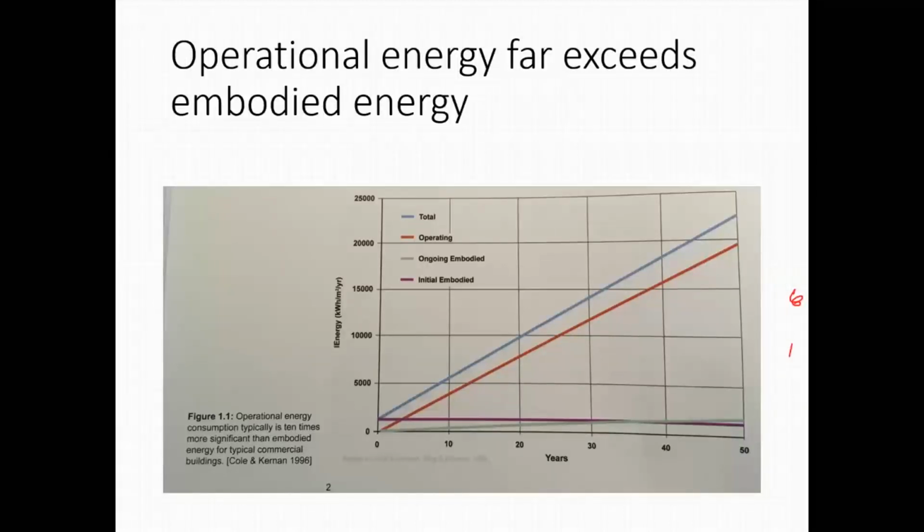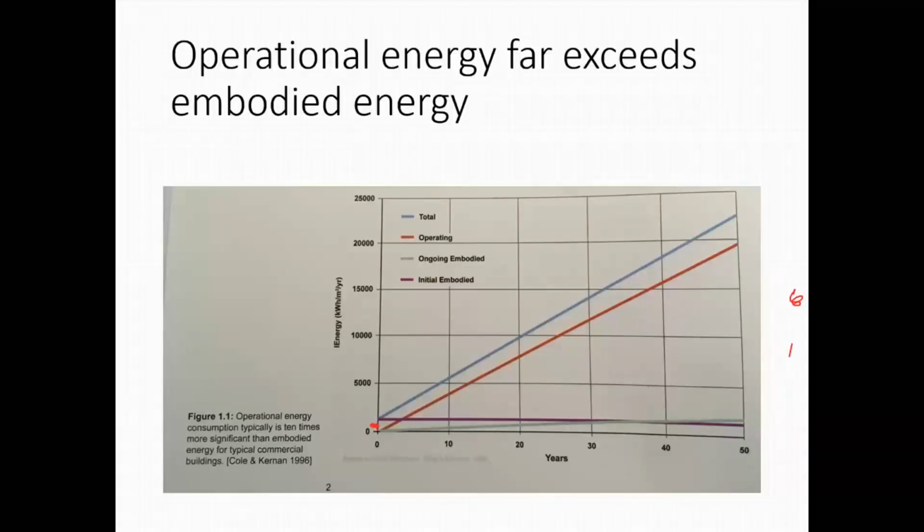This graph gives us an idea of how buildings have performed in the past. This is taken from the book. It's from a 1996 study by Cole and Kernan. The purple line here is initial embodied energy. That's energy that goes into things like making Portland cement for concrete, or harvesting timber and transporting it to the timber mill and then kiln drying the timber, and so on. Researchers have tried to track all of this down and get an idea of how much energy it takes to produce materials and put them together.